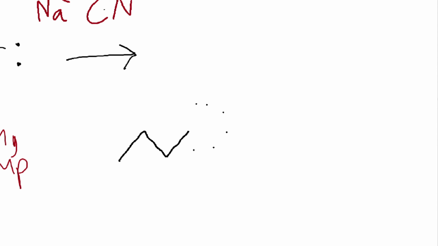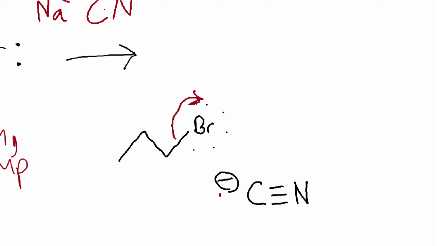So we have that original compound, the alkyl halide, with the bromine at the end, and the nucleophile, the cyanide. First, the bromine takes those electrons and leaves. Simultaneously, the nucleophile reacts with the carbon and replaces the bromine. So we have just the original alkyl halide, except instead of the bromine, we now have a cyanide at the end.